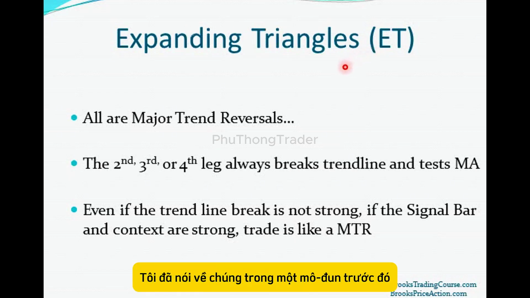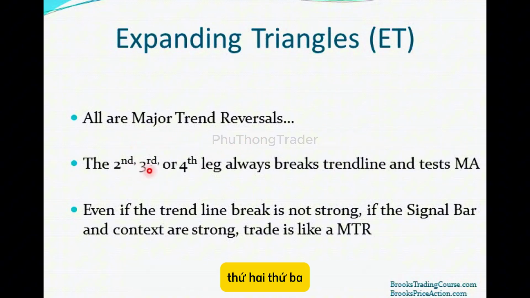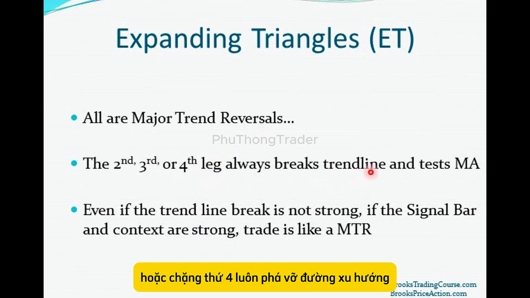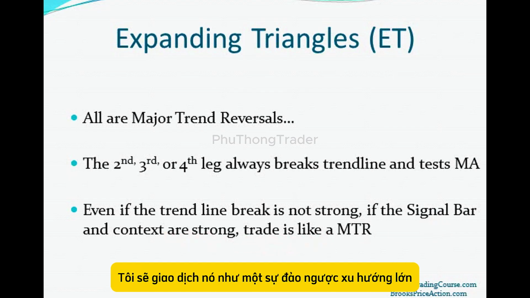Expanding triangle, I talked about them in an earlier module. All of them are major trend reversals. The 2nd, 3rd, or 4th leg always breaks the trend line and usually tests the moving average, or comes pretty close to the moving average. Even if the trend line break is not very strong, if the signal bar is good and the context makes sense, I would trade it like a major trend reversal.